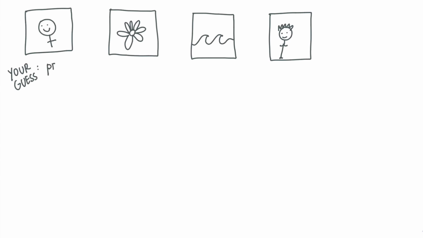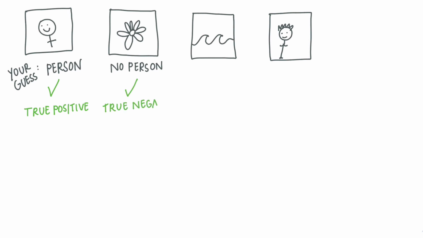And the percent of photos that you correctly classify is called the accuracy. And we can further break this down into specific types of errors and correctness. Let's go through some examples. First up, you guess there is a person, which is correct. This is a true positive because there was a person in the picture and you guessed it. Second, you guess no person, which is also correct. This is a true negative because there wasn't a person and you guessed that there wasn't.